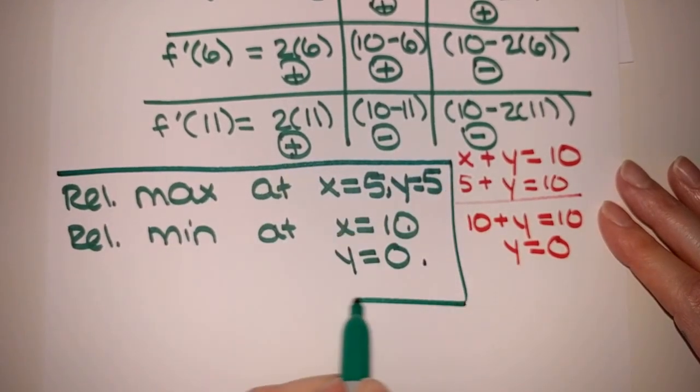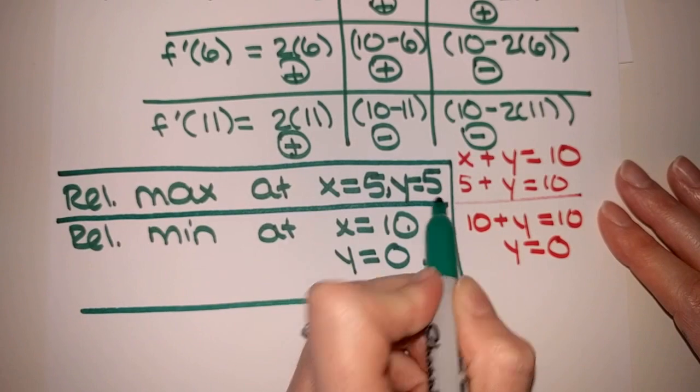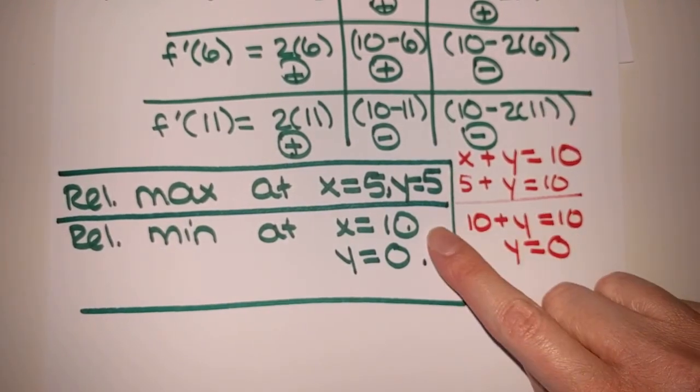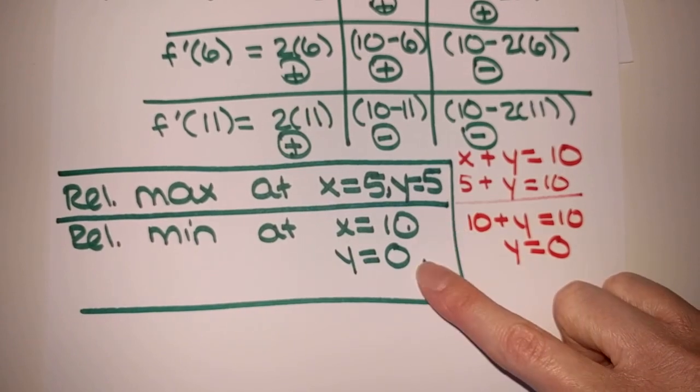So that's how we would write our answer. We would say that this function is maximized at x is equal to 5, y is equal to 5, and minimized when x is equal to 10, y is equal to 0.